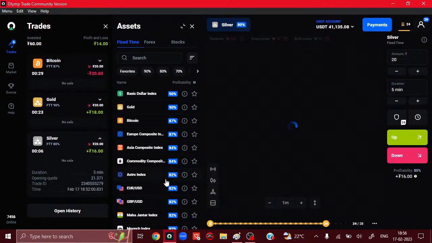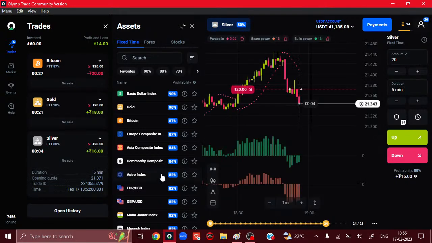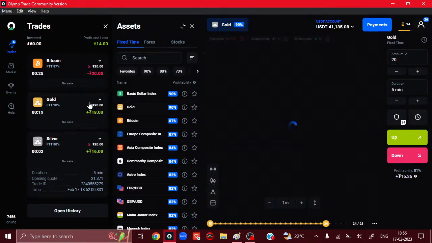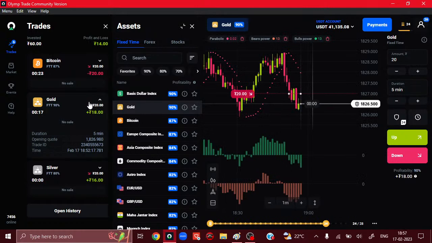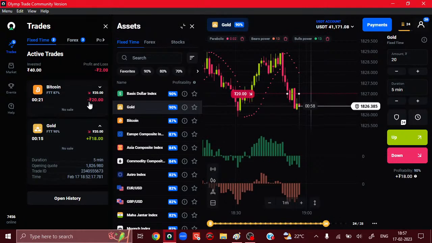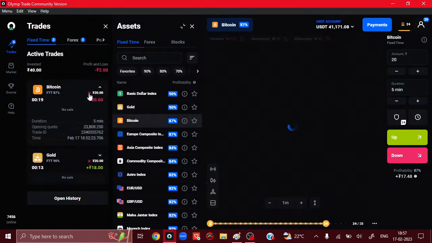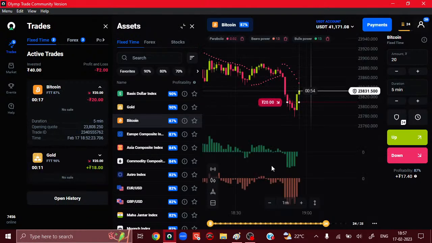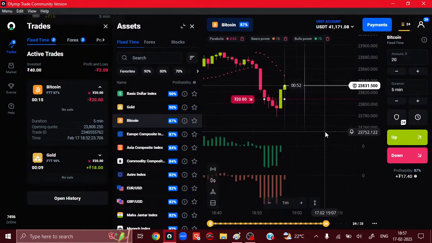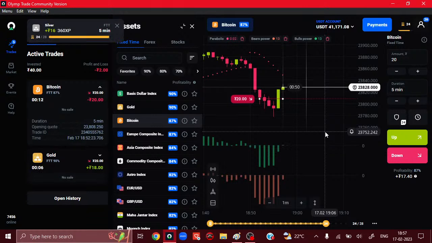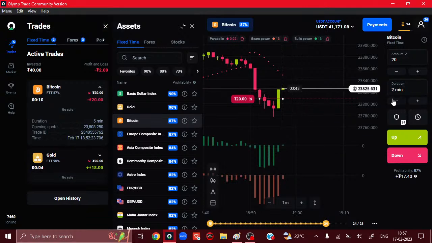Okay, so we have won the trade in silver. Most likely we will win the trade in gold as well. And one trade is not going in our favor as of now, which is the Bitcoin. So Bitcoin has also displayed a Marubozu candle here. So the next candle most likely should be of the same color.